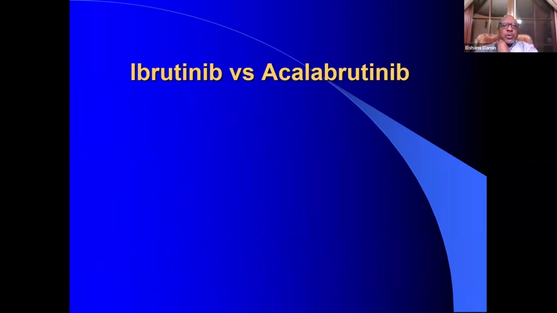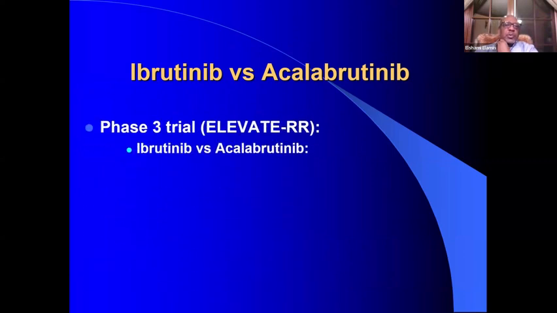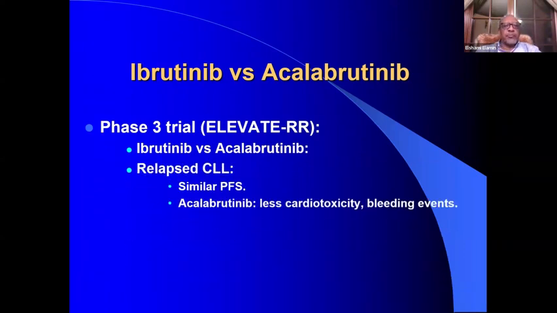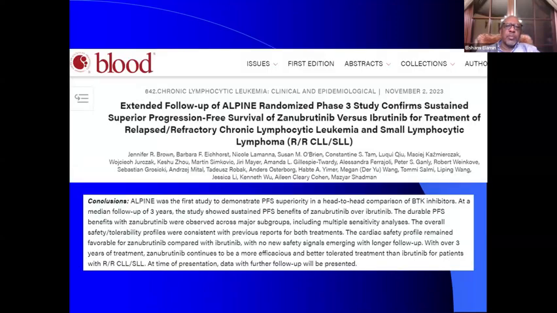So this is a study comparing ibrutinib versus acalabrutinib. It was a phase 3 trial, the ELEVATE-RR clinical trial. They compared ibrutinib versus acalabrutinib head to head, and they found that in relapsed CLL, the PFS is similar. However, acalabrutinib, or Calquence, has less cardiotoxicity and fewer bleeding events. So it's better than ibrutinib.